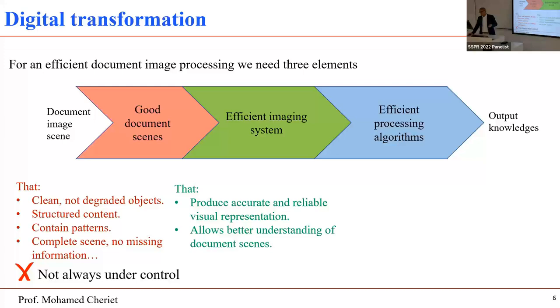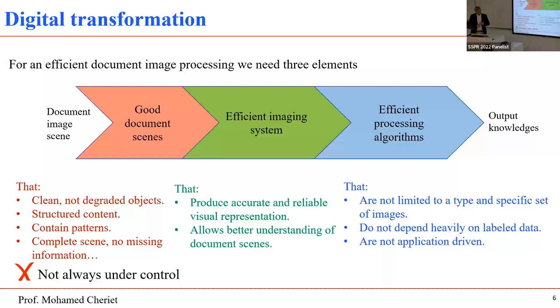This will ease the subsequent steps. The third one is efficient processing that is not limited to a type or specific set of images and does not depend heavily on labeled data. In general, we use supervised algorithms, so we need annotations. We need many labels here and there, which is hectic. And the research has failed to include unsupervised methods in an efficient way. Unsupervised methods are more suitable when there are no labels and not application driven.